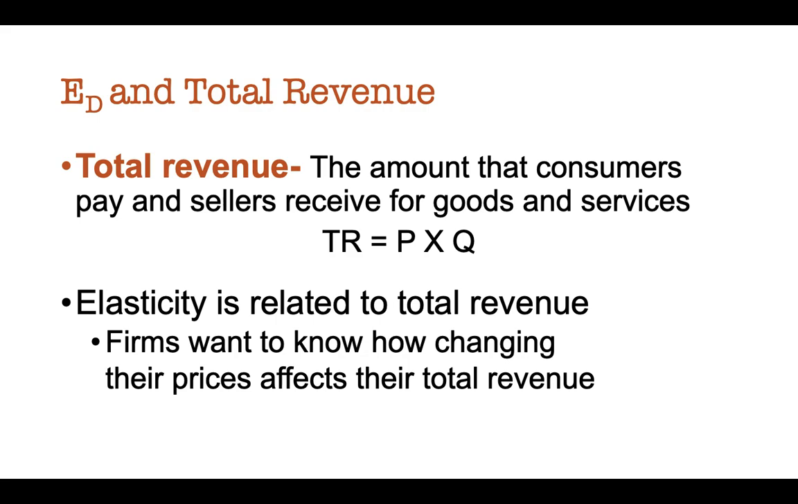So the way we calculate total revenue from a business owner perspective is total revenue, or TR, is equal to the price of whatever it is you're selling times the quantity that you sell. So for example, if you sell 100 cups of coffee for $3 each, your total revenue is going to be $3 times 100, or $300 in total revenue. So we want to know how to maximize that total revenue as much as we can, and how changing the price of what I'm selling affects my revenue.